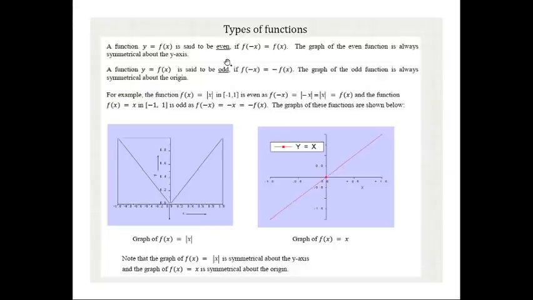To say that a function is even, just replace x by minus x. If after replacing x by minus x you get the same f of x, then the function is even. If you get minus f of x, then the function is odd. Simple examples we have given here. If f of x equal to modulus of x, then the function is even, because even if you replace x by minus x, you get f of x only. If f of x equal to x, then the function is odd. See, f of minus x equal to minus x, which can be written as minus f of x.